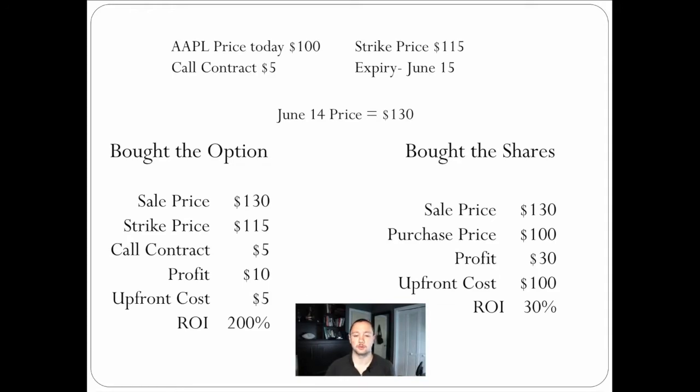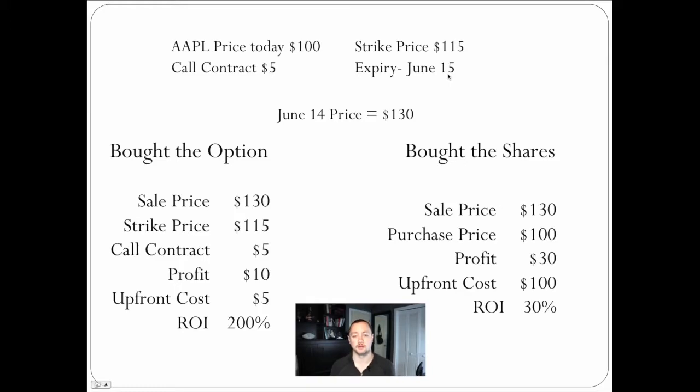We're going to look at that a little bit more closely in the examples. The first example is, I'm going to use my mouse here. We've got Apple at today's price of $100. Now I'm making these round numbers so that it's really simple. We'll look at actual Apple contracts in a minute. But today's price is $100. I'm buying a call option contract with a strike price of $115. It expires on June 15th.